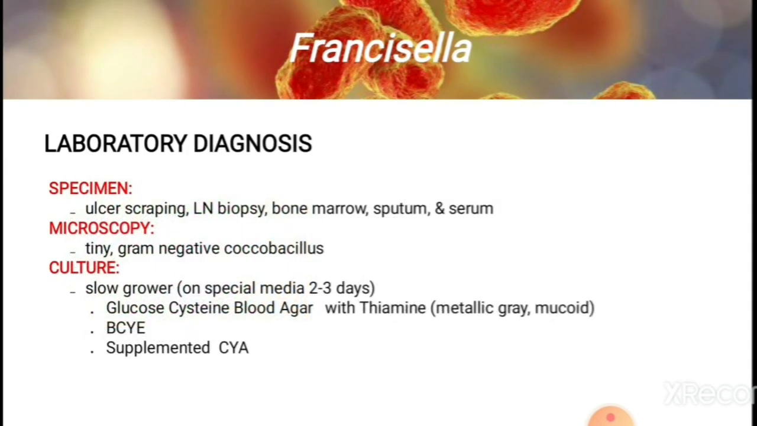Now let's proceed to the lab diagnosis of our Francisella. The specimens are ulcer scraping, lymph node biopsy, bone marrow, sputum, and serum. Under the microscope, they are tiny gram-negative coccobacilli, and on culture, they are slow growers, so they should be grown on special media for at least 2 to 3 days. You can use BCYE or glucose-cysteine blood agar with thiamine and supplements. On serologic tests, you can use FAT or ELISA. Please take note that smears and culture are not contributory, and diagnosis rests on the serologic studies.